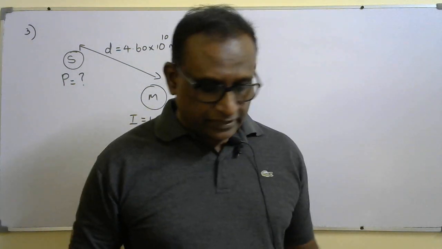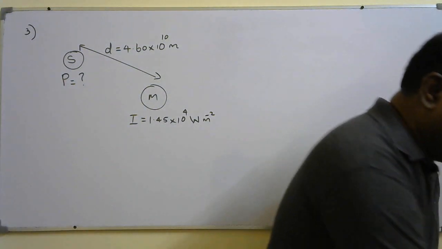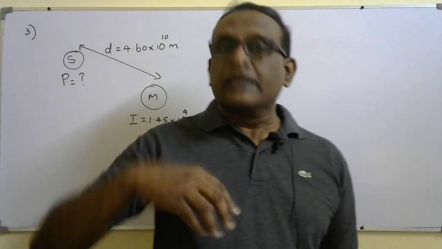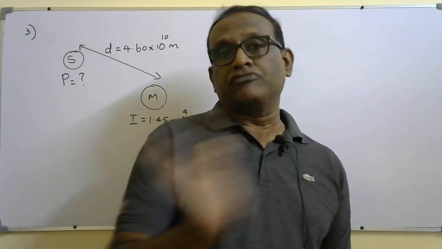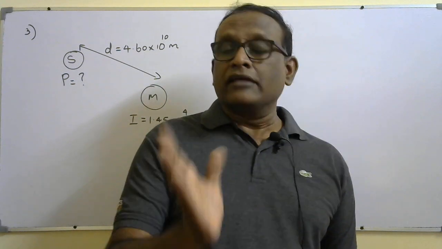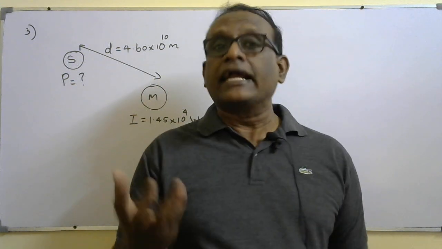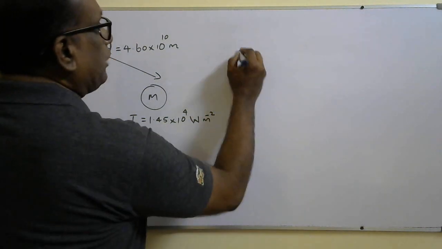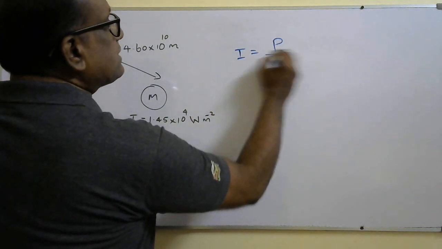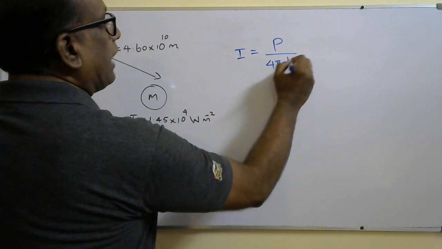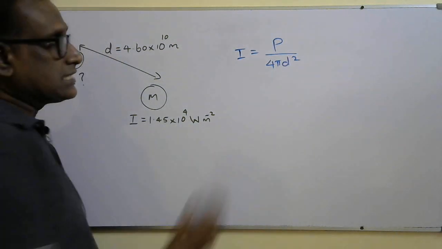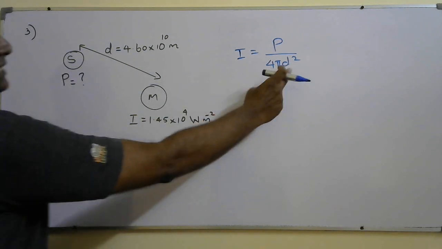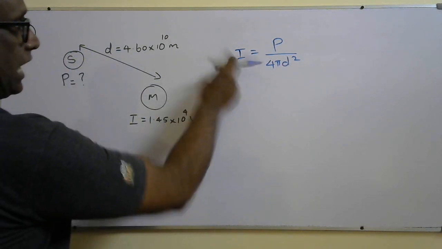So you know the equation: the power output from the Sun is given by P, and the intensity of that radiation at a distance d from the source is given by I equals P over 4 pi d squared. This equation is given in the data sheet. P is the power output from the source. Here the source is the Sun. d is the distance at which we are measuring the intensity I.